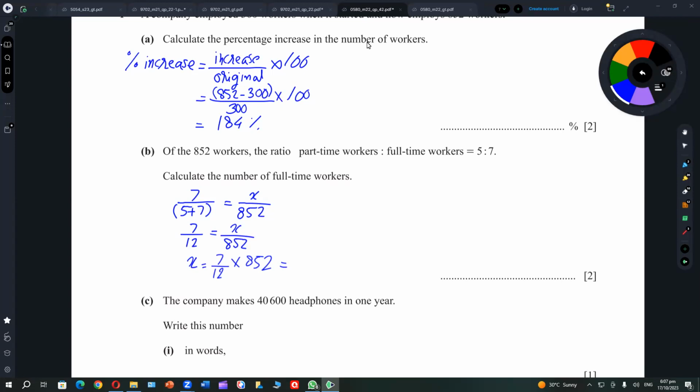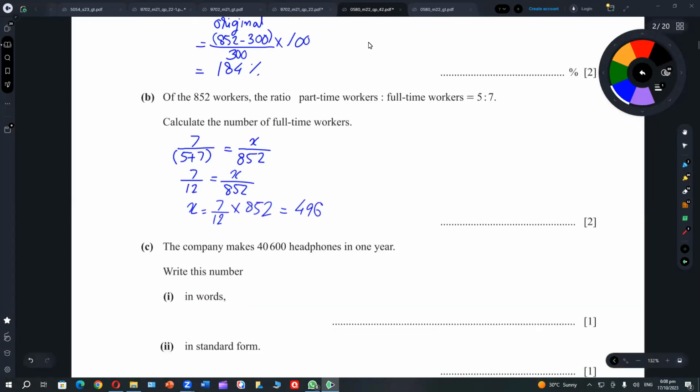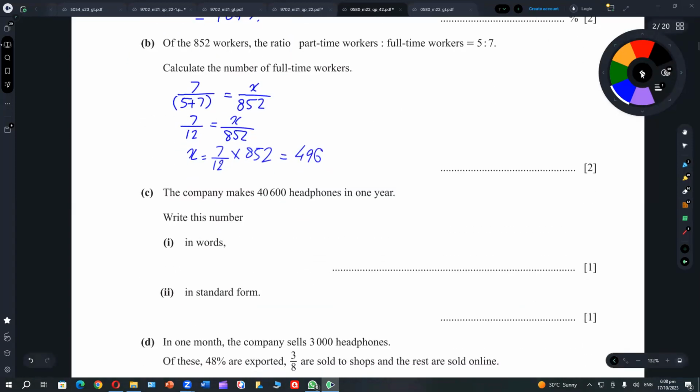Okay, I found the answer. 497. No, 490... 496... sorry, 497.